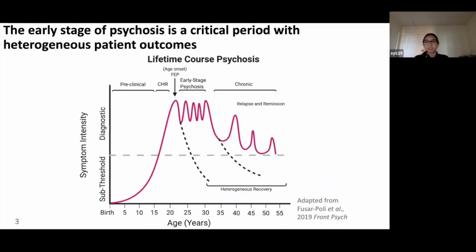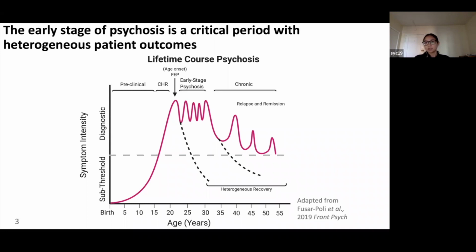So what is the early stage of psychosis? This diagram is a putative model showing the different stages of the lifetime course of psychosis. It starts with a preclinical phase, followed by a clinical high-risk prodromal stage with attenuated symptoms that leads to the onset of the first episode of psychosis, which usually occurs in the late teens or early 20s. This is followed by the early stage of psychosis, marked by repeated episodes of psychosis of variable duration and variable inter-episode remission, and finally a more stable chronic phase.